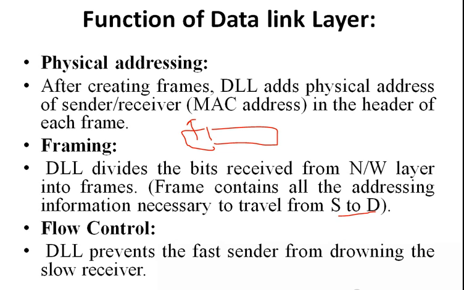Flow control. The data link layer prevents a fast sender from drowning a slow receiver. For example, when communication is taking place, if one device is fast and the destination device is slow, it slows the sender down a bit, because this is the functionality of the data link layer. It prevents too much data from passing from sender to receiver.